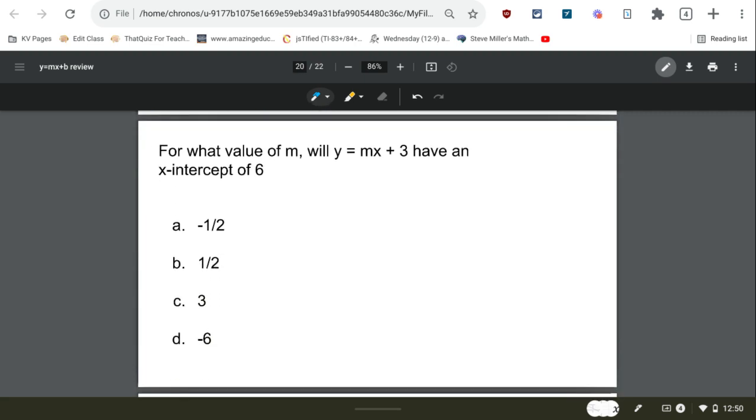All right, for what value of m will this have an x-intercept of 6? I'm going to try to look at what this would look like graphically first. So 3 would be right here. That's our y-intercept. 6 is going to be over here. And the slope has got to be negative. If you count, the rise is 3 and the run is 6, but of course it's going to be negative, and that simplifies down to -1/2.